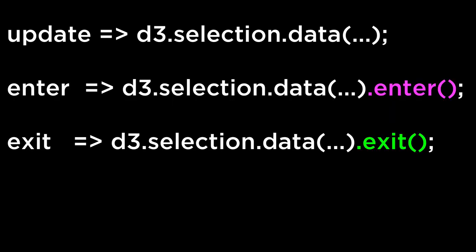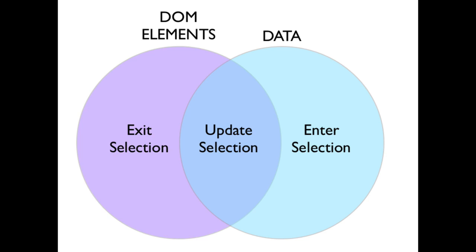When D3 computes a data join using the data operator, three virtual selections are created: the update, enter, and exit selections. The enter selection contains placeholder elements for any new elements. The update selection contains existing elements that have had their data attributes updated. And the exit selection contains the existing elements that have not had their data attributes updated. The data operator joins a specified array of data with the current selection.